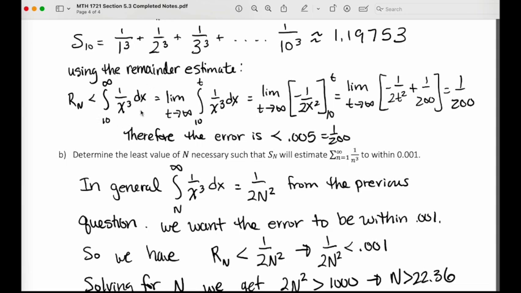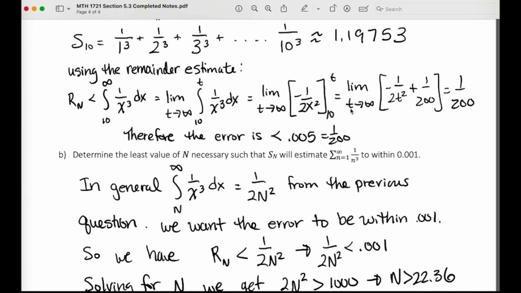Because this is an improper integral, I have to change it to the limit as t goes to infinity. And I go through that process of evaluating that integral, and I end up getting the limit as t goes to infinity of negative 1 over 2x squared, evaluated from 10 to t. So when I plug in t, I get minus 1 over 2t squared. And when I subtract what I get when I plug in 10, that gives me a positive because I get a double negative. And then I get 1 over 200.